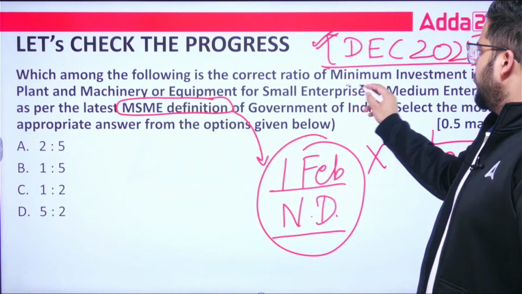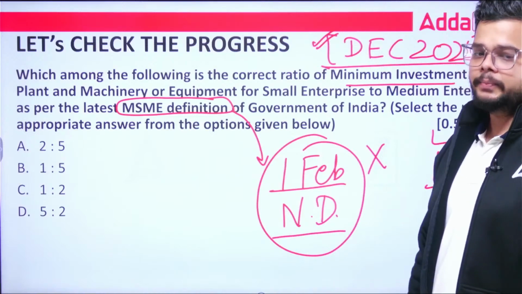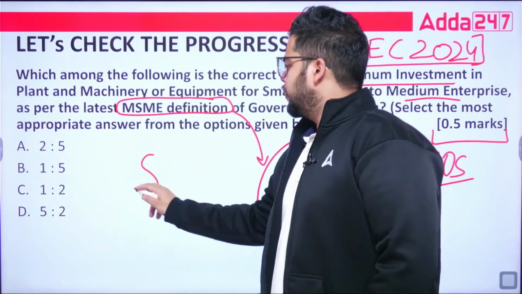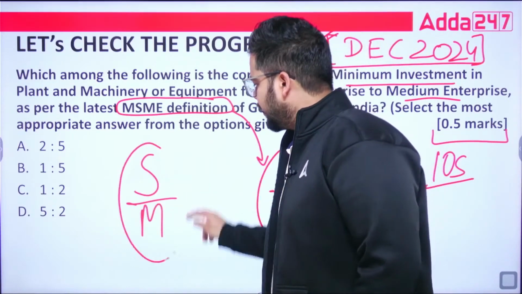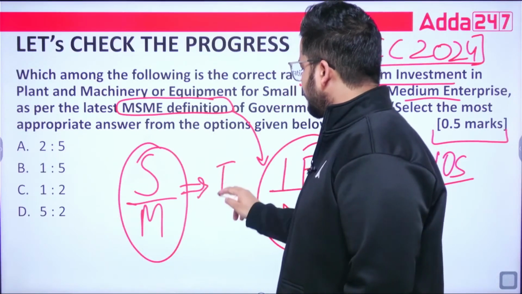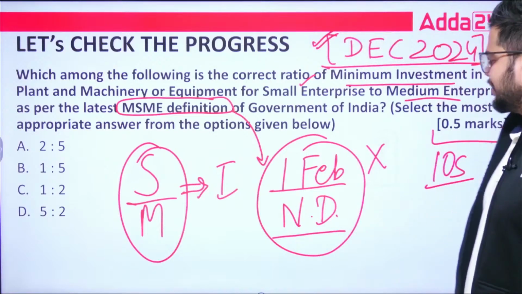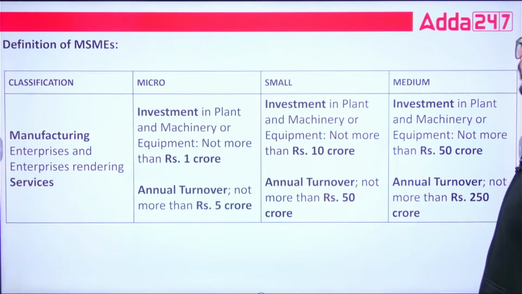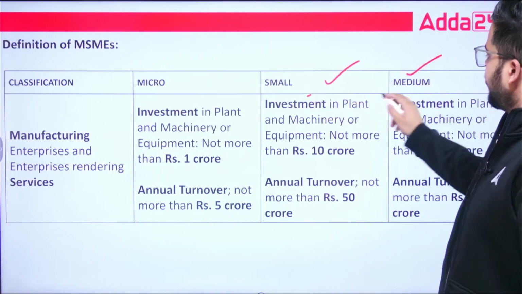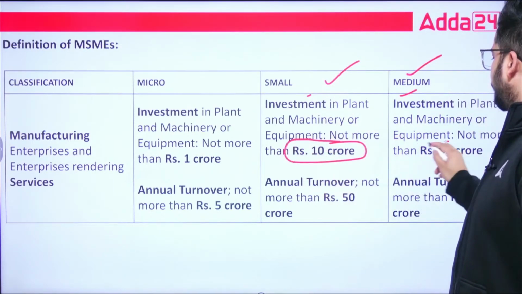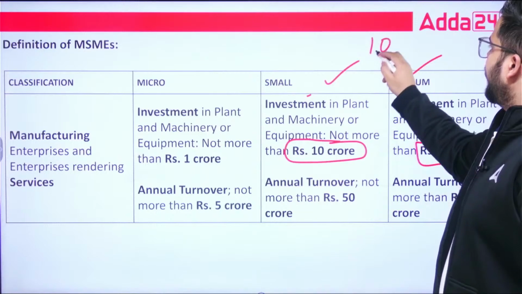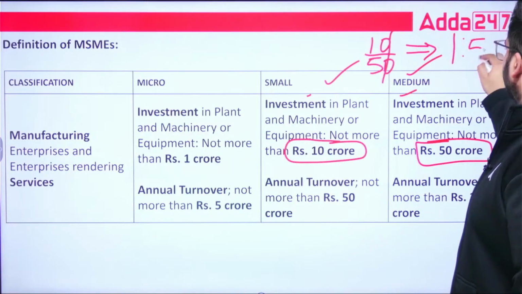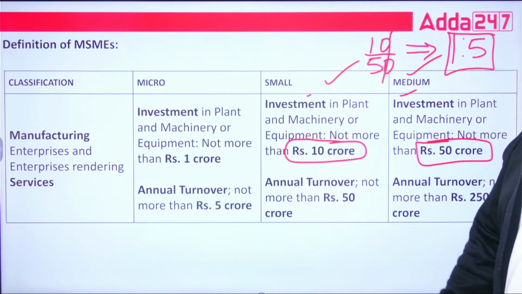But let's come back to the question and see what the correct answer is. The ratio of minimum investment in plant and machinery for small and medium enterprises is asked. So small divided by medium enterprise, in the definition from the investment point of view, is being asked. So what is the correct answer? Everybody quickly tell me. Option B, 1:5. Small, medium investment 10 crore, 50 crore, divide 10 by 50, you will get the answer as 1:5. Okay, this is the correct answer.